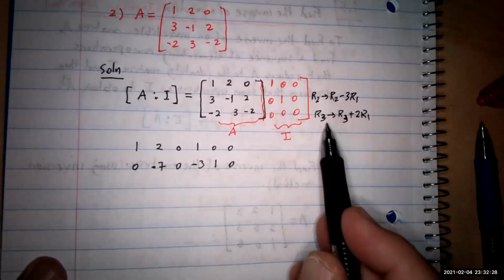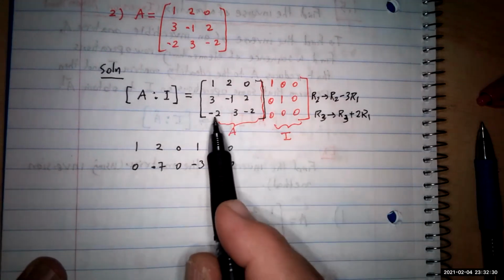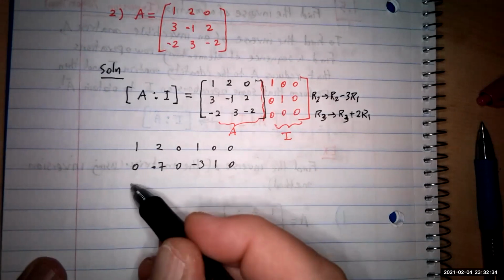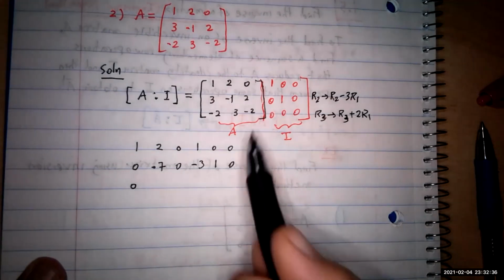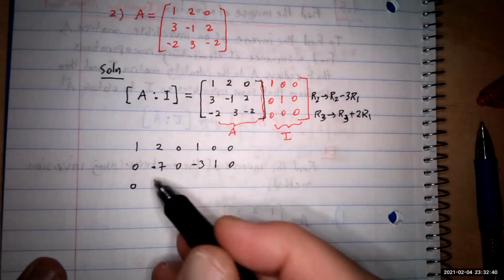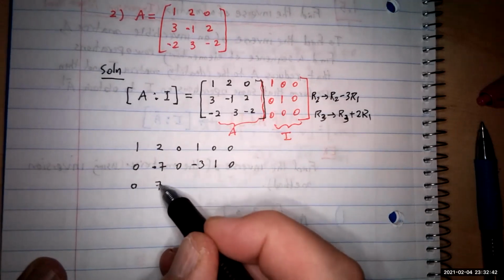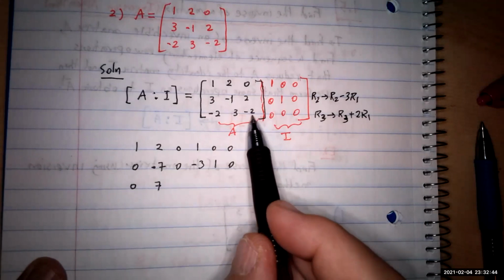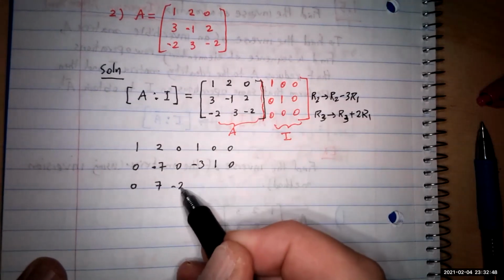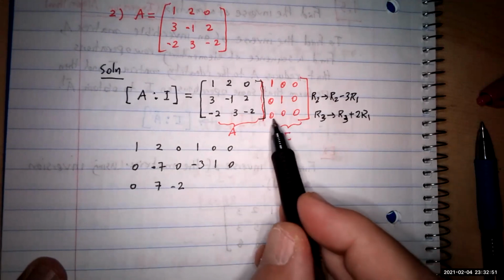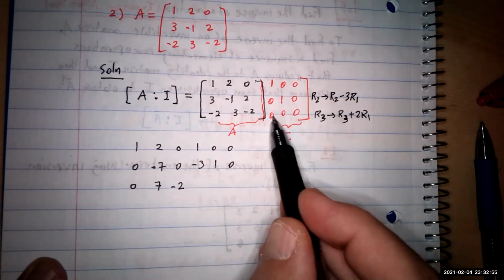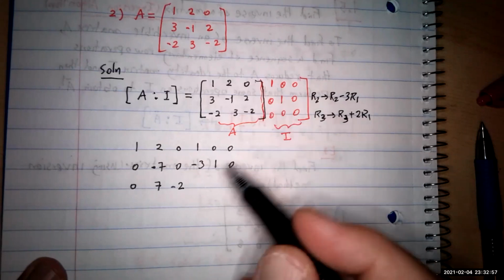Okay, next one, R3 plus 2R1. This is a negative 2 times R1. That gives you positive 2, and this is 0. And 3 plus 2R1, 2 times 2 is 4, 7. Okay, and here, negative 2, and that gives you a negative 2. Okay, over here, R3 plus R1, that is going to be 0, and 2R1, that gives you 2.